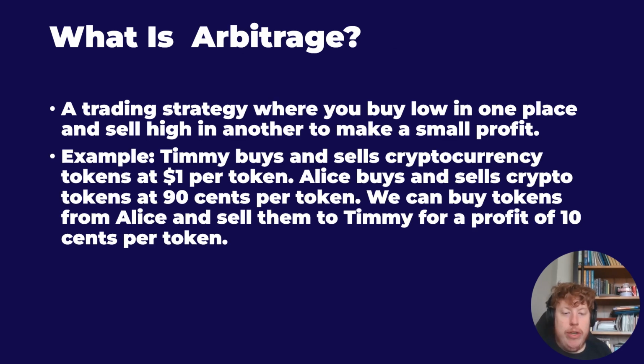What is arbitrage? A trading strategy where you buy low in one place and sell high in another to make a small profit. For example, Timmy buys and sells cryptocurrency tokens at $1 per token. Alice buys and sells crypto tokens at 90 cents per token. We can buy tokens from Alice and sell them to Timmy for a profit of 10 cents per token.